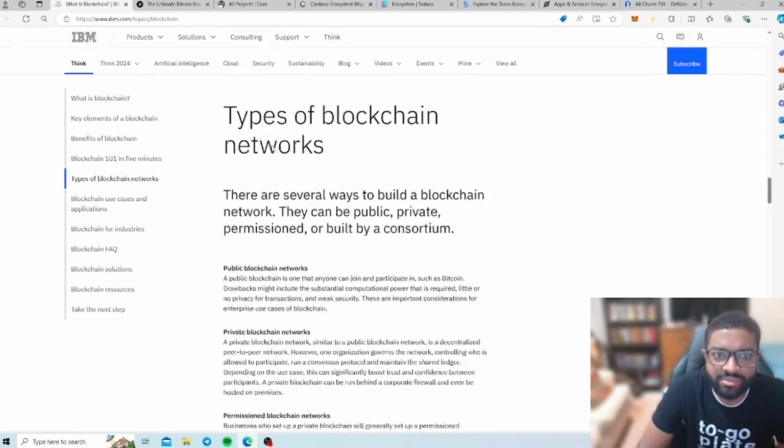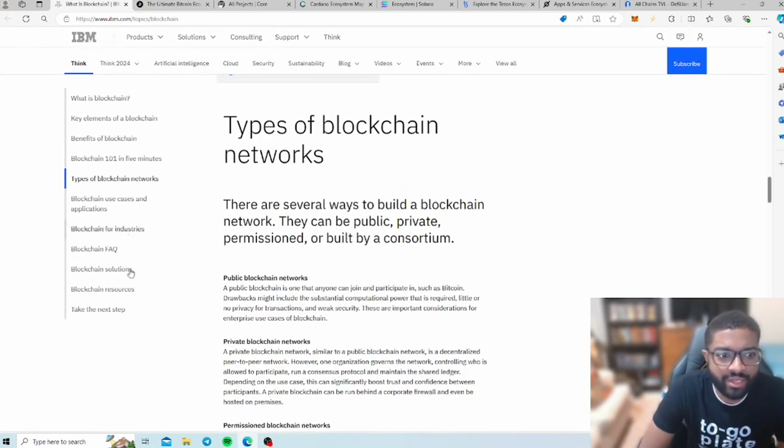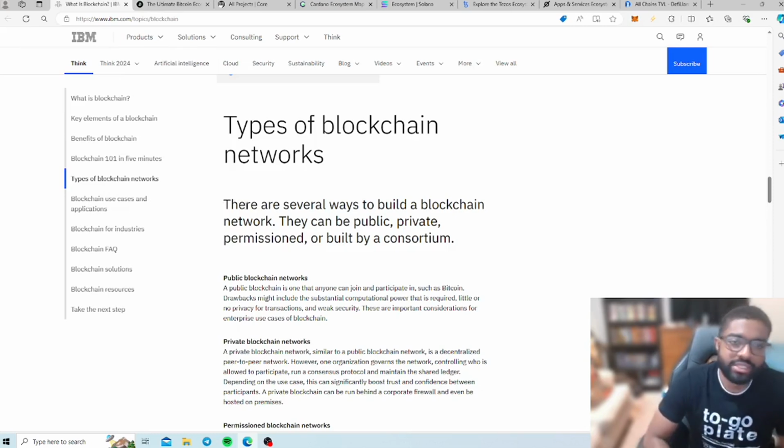So let's look at some types of blockchain networks, and then we're going to scroll down a little bit more in this article, and then I'm going to get over to the overviews to show the visual. But let's keep going. Types of blockchain networks. There are several ways to build a blockchain network. They can be public, private, permissioned, or built by consortiums.